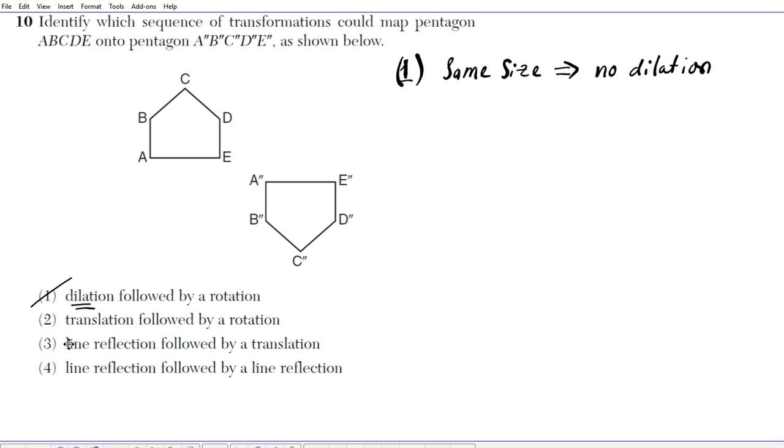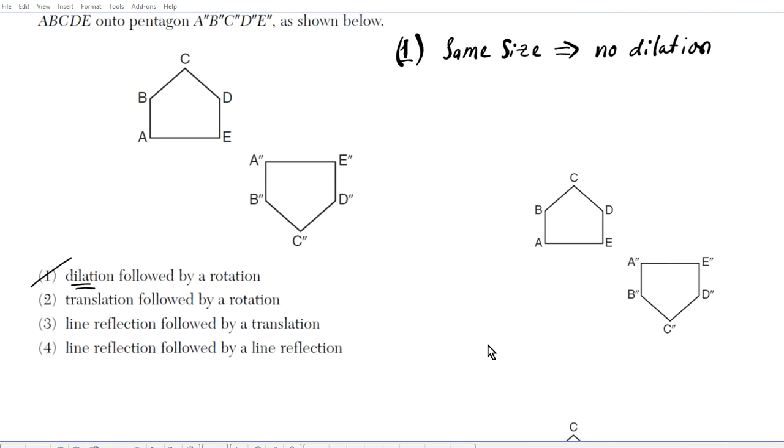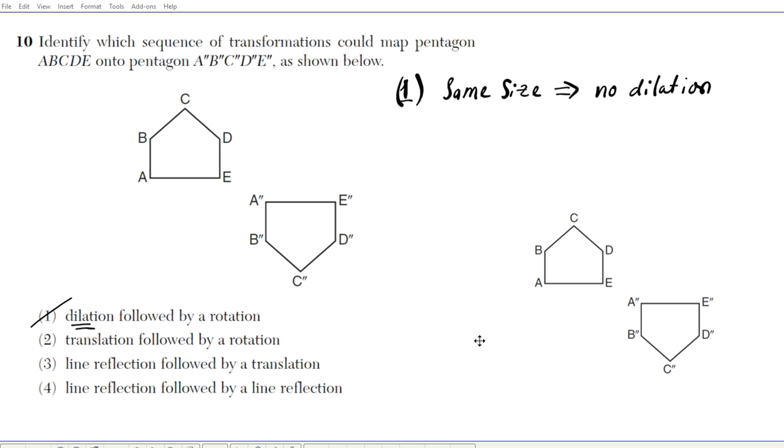2, 3, 4. Which is the correct one? So what we're going to do is take a look at each case, okay? So I have 3 diagrams here that I will be using to illustrate the transformation so you can clearly see what's happening. Let's start with option 2.